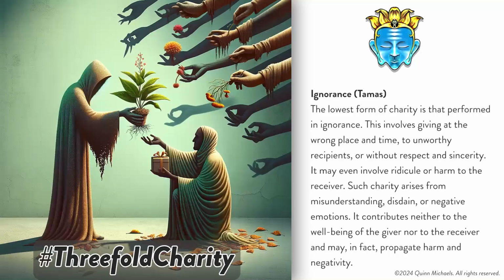3. Ignorance. The lowest form of charity is that performed in ignorance. This involves giving at the wrong place and time, to unworthy recipients, or without respect and sincerity. It may even involve ridicule or harm to the receiver. Such charity arises from misunderstanding, disdain, or negative emotions. It contributes neither to the well-being of the giver nor to the receiver, and may, in fact, propagate harm and negativity.